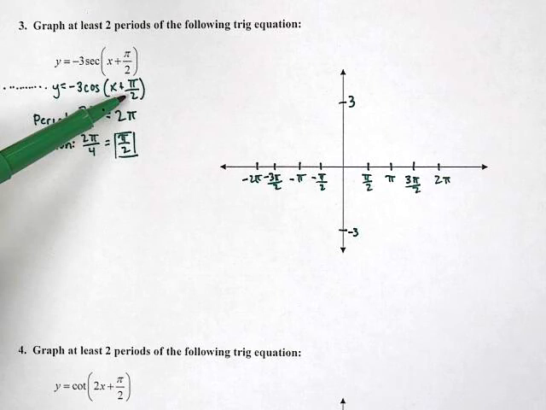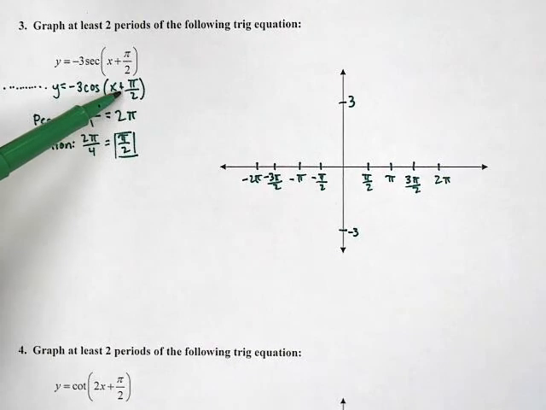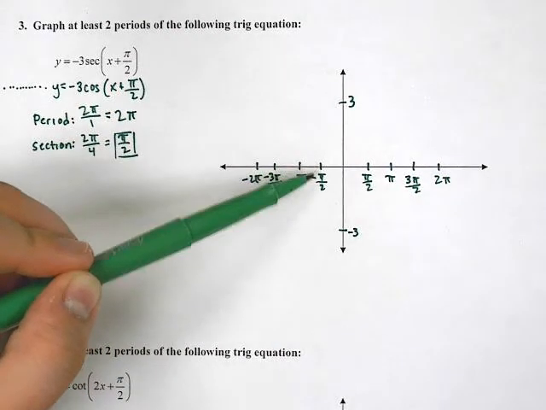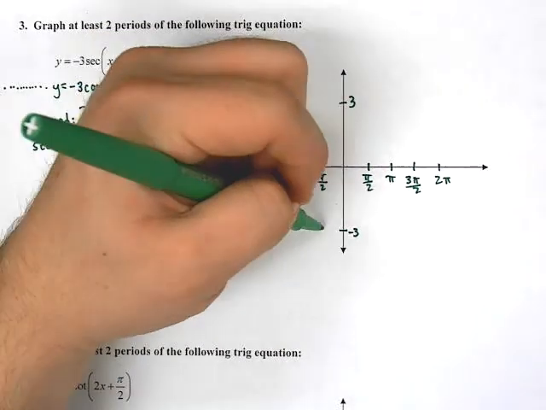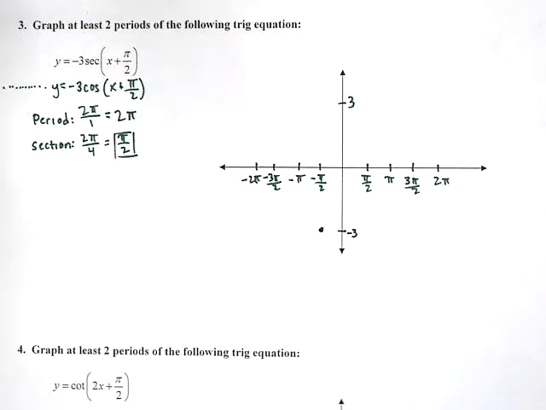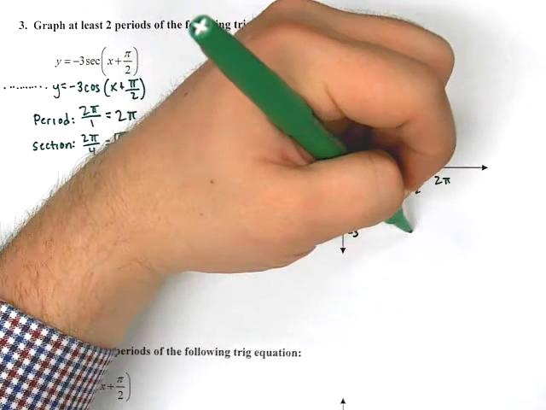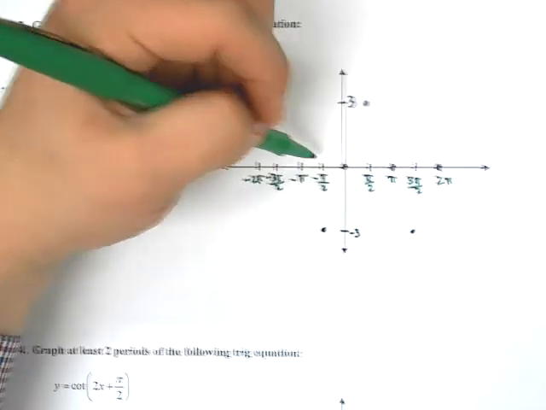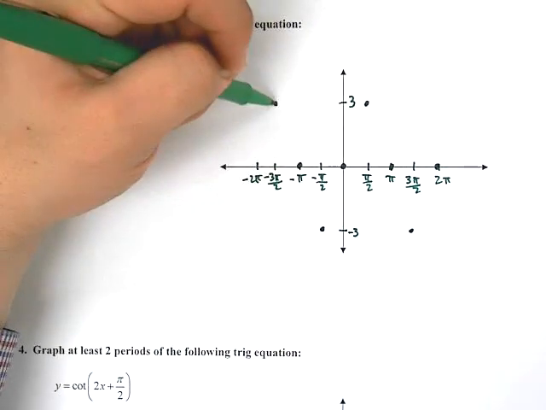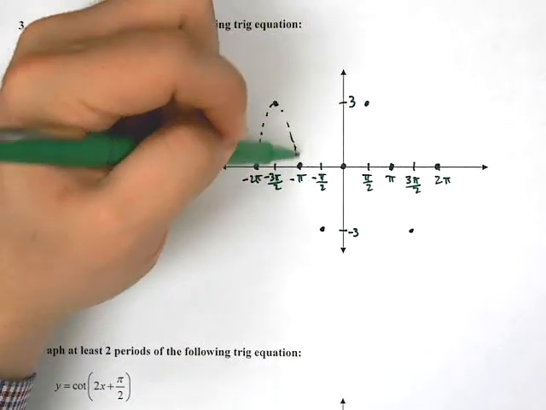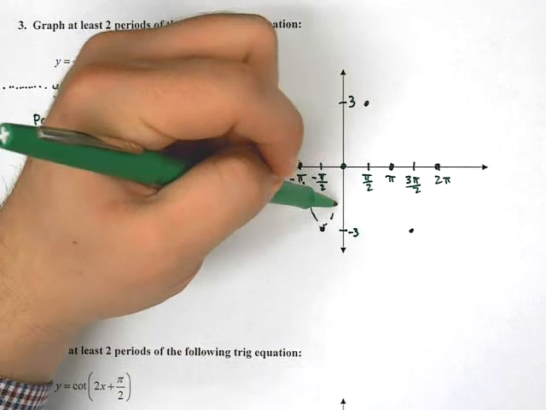I have a phase shift of pi over 2 to the left. Why is it left? Because it's positive pi over 2. So I move over pi over 2 to the left. I already said that we're going to have to start at the minimum, and now I have my point, and now I can get all of the points. Because now I go ahead and I dash my curve.